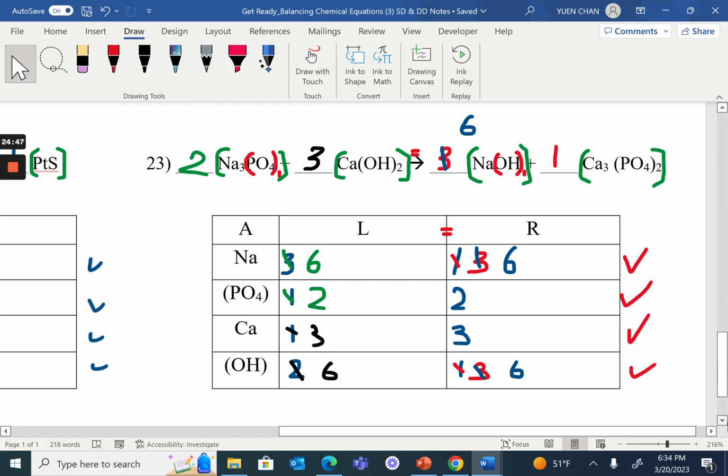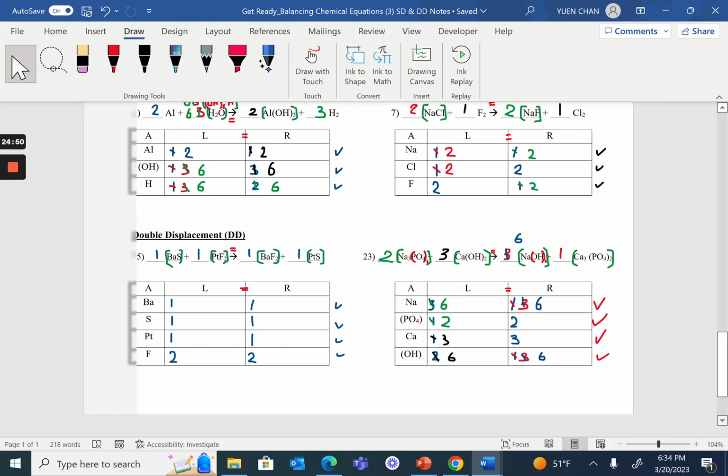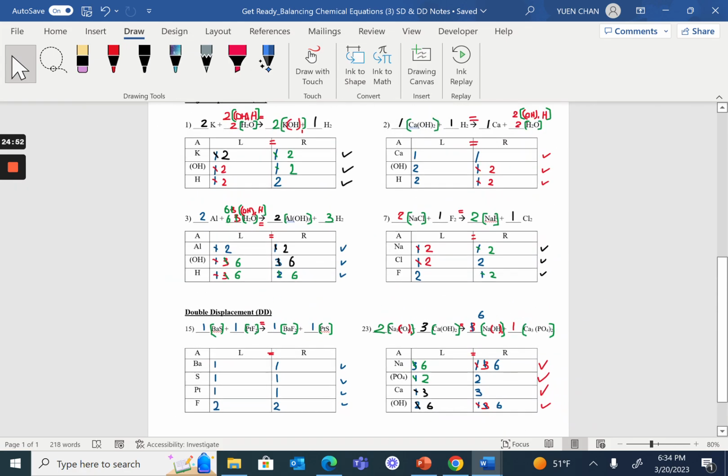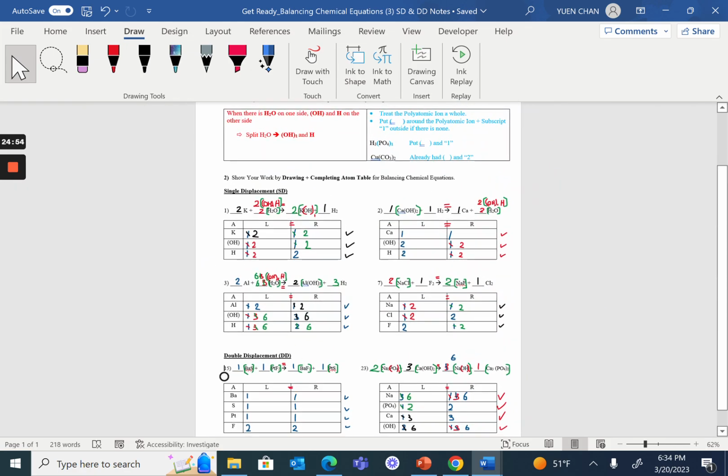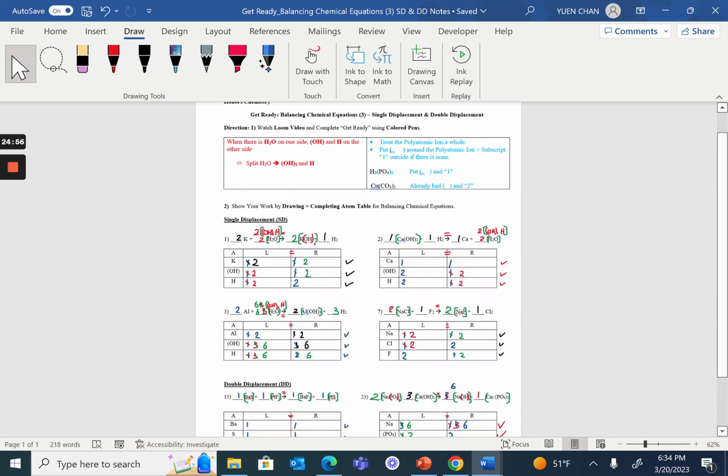Okay, so I'm going to show you. This is the final page of the work. We are done. This is the Get Ready Balancing 3.